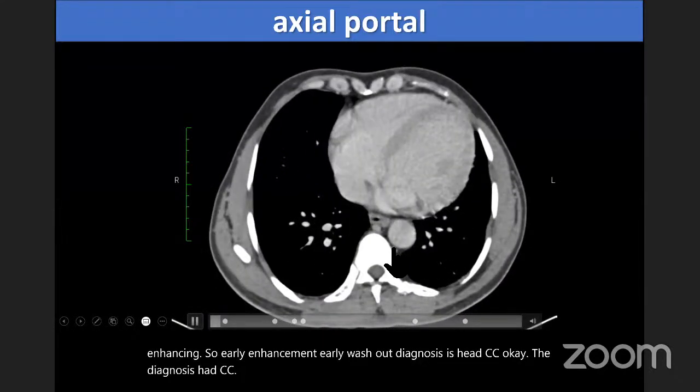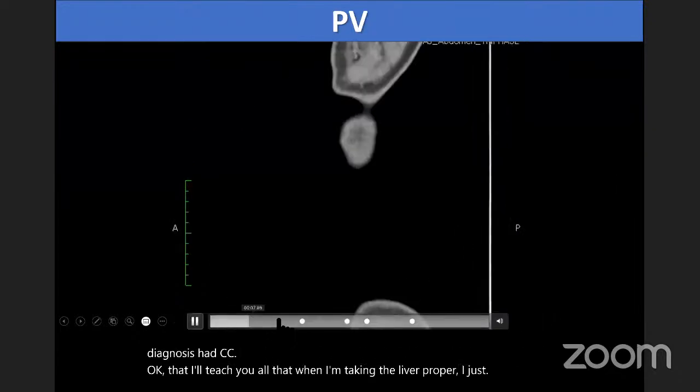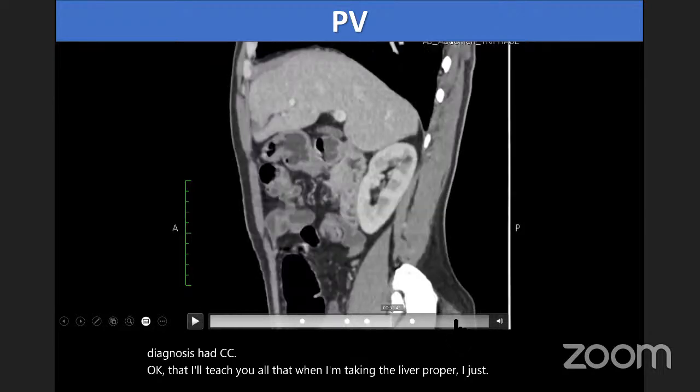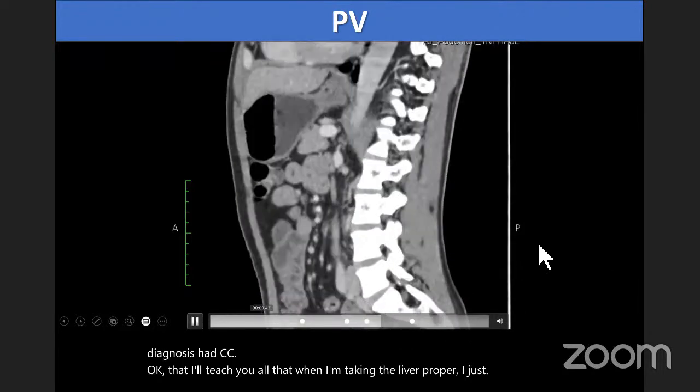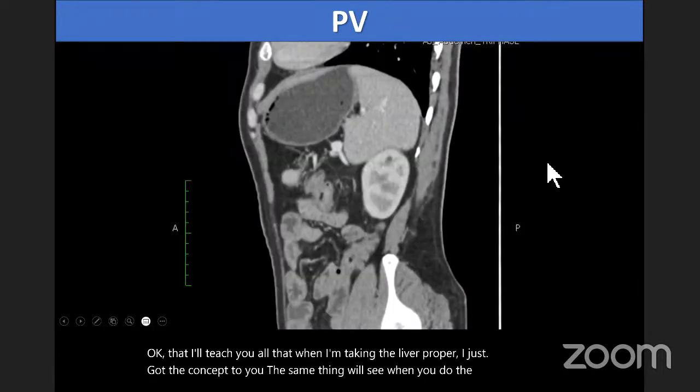Okay, I'll teach you all that when I'm taking the liver proper. I just got the concept to you. The same thing we'll see when you do the sagittal image also, the same enhancement pattern. Also, you see how the kidney is stratified now.